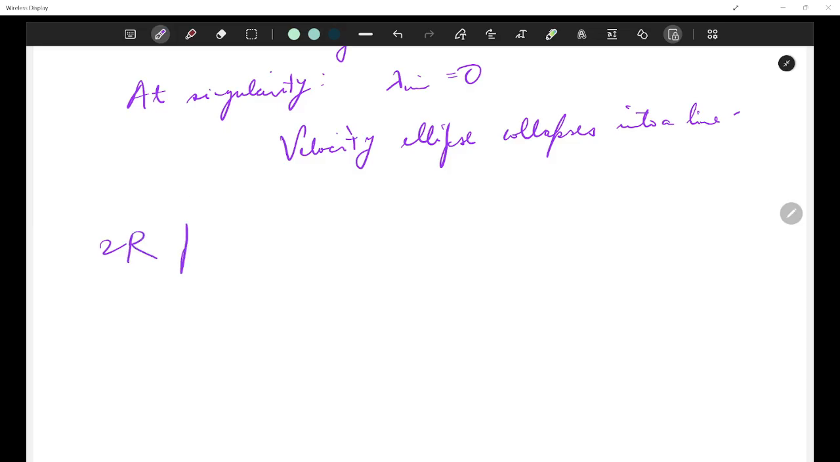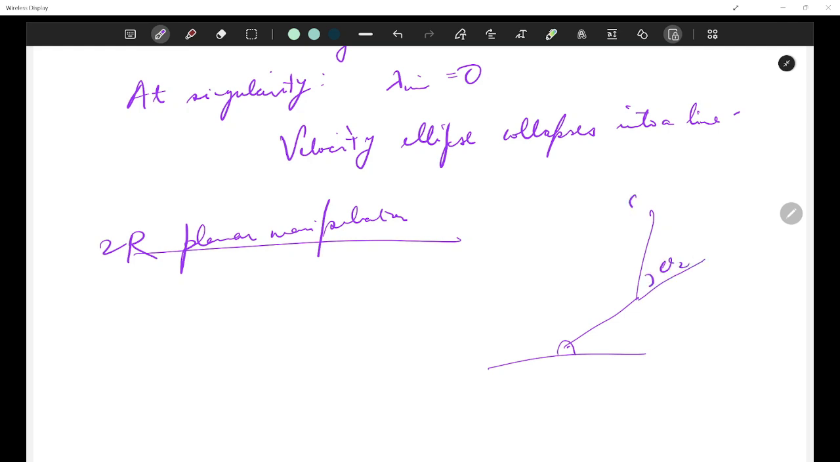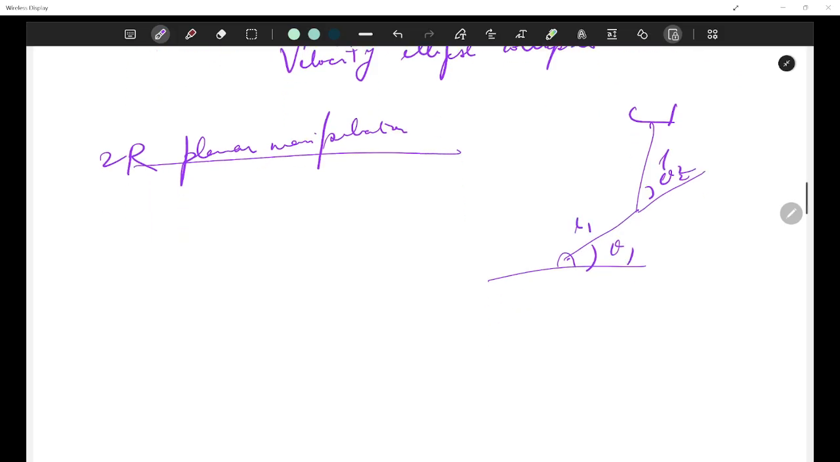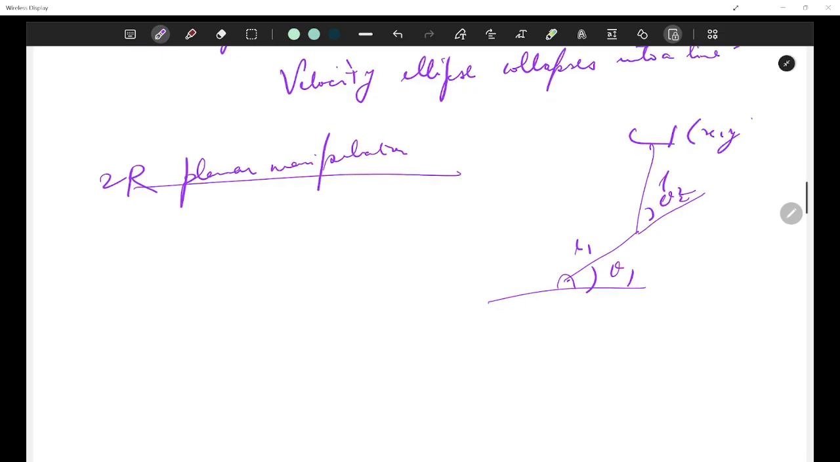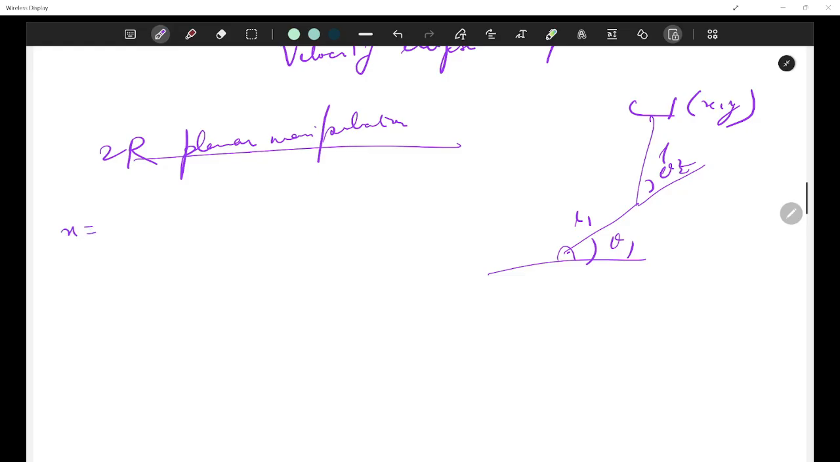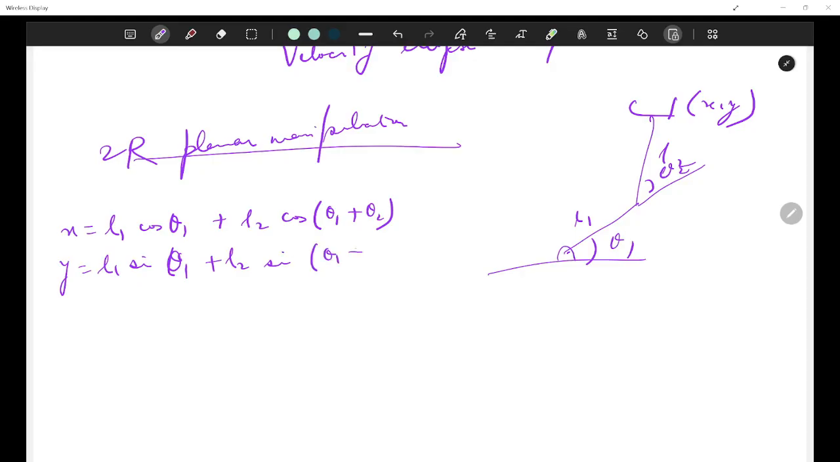So let's say for a 2R planar manipulator, we are deriving it. Let's draw it also. Let's say this is your theta 2. This is the end effector. This is theta 1. This is L1 and this is L2. So your end effector position, which is given by x comma y, is what? X is L1 cos theta 1 plus L2 cos of theta 1 plus theta 2. Similarly, y is L1 sin theta 1 plus L2 sin of theta 1 plus theta 2, right?